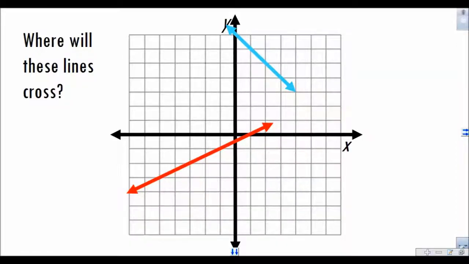Okay, good morning everybody. I'd like to start off with this. Here you have two lines, the blue line and the red line. I would like you to predict where these two lines will cross. Describe the crossing point with the person next to you. I'll give you about 10 seconds.